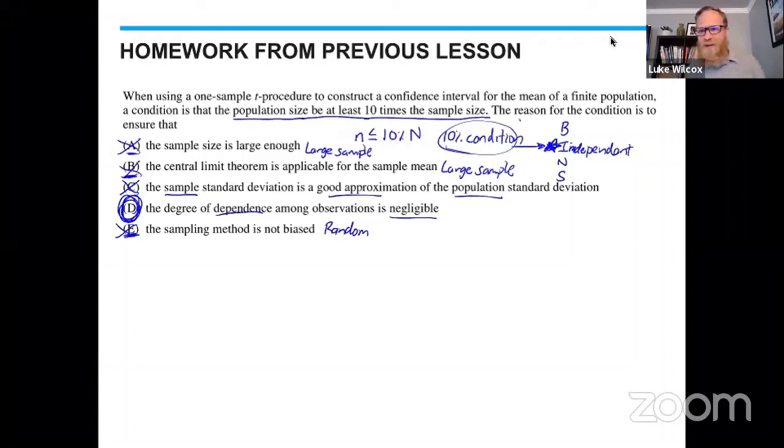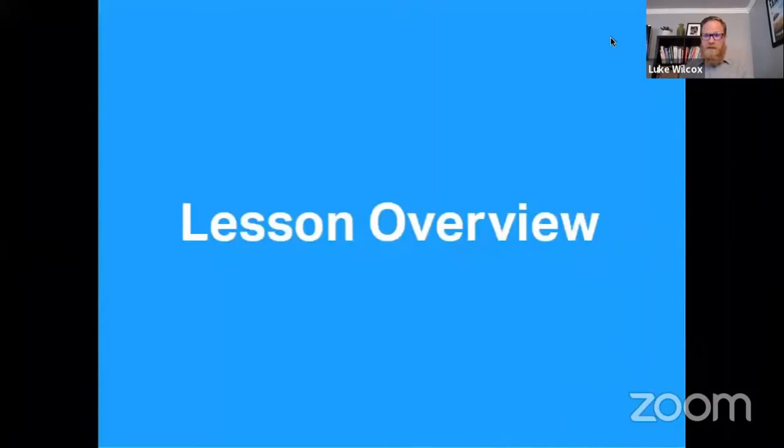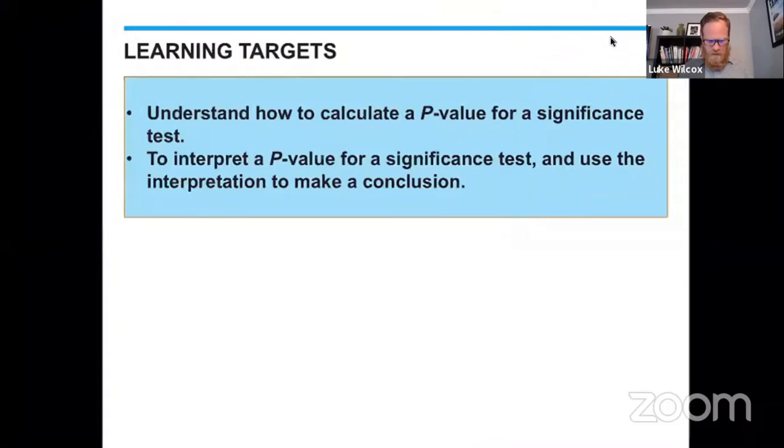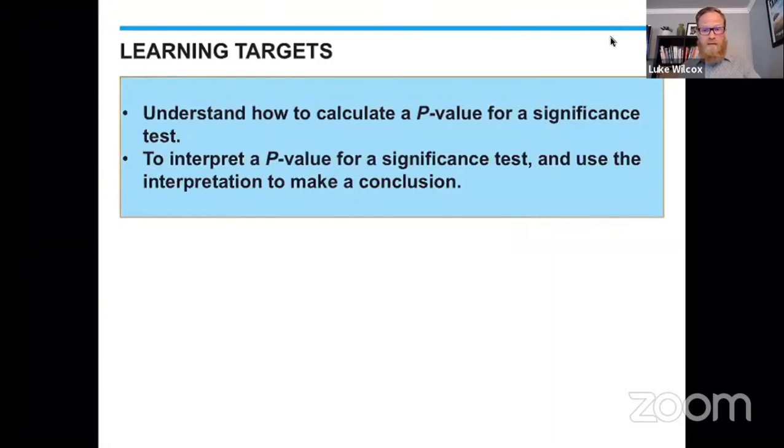So hopefully you did okay on that practice problem. And I think we are ready to jump into today's big topic. So I'm going to start with a lesson overview where I'm going to provide you with a couple of learning targets. And then at the end of the lesson, we'll come back to those learning targets and make sure that we got what we needed to. So there are 2 of them. And of course, as mentioned, both related to the p-value.